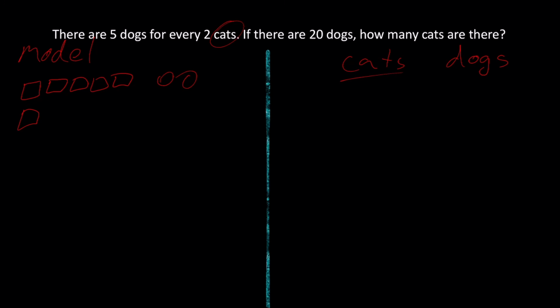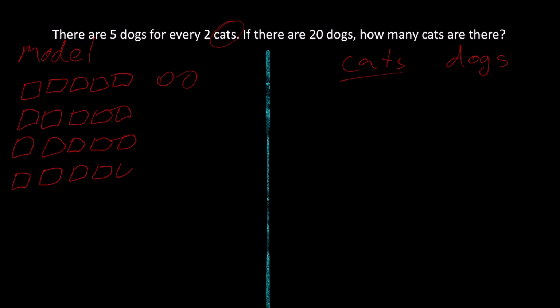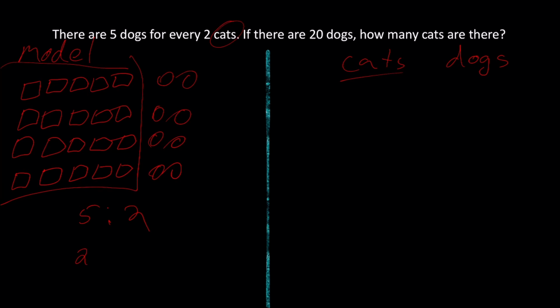So that's 5, 10, 15, 20. Okay, and then I draw in my circles, and this is a 5 to 2 ratio. And then when I do this, so I have 20, this is going to be 8.